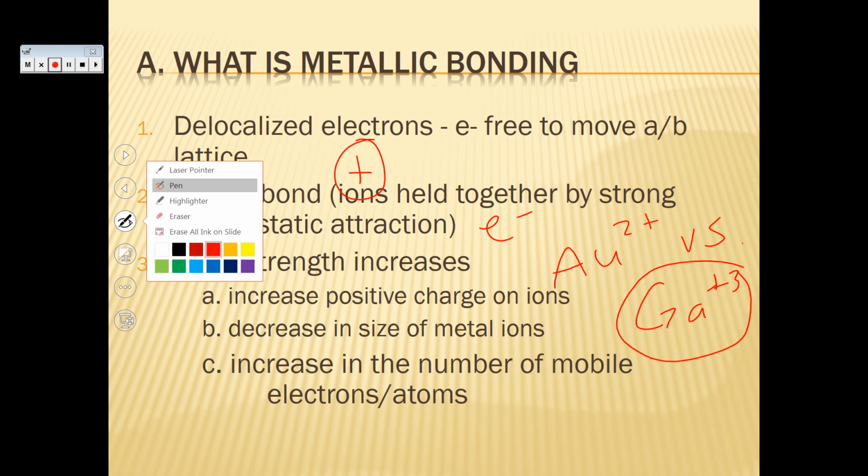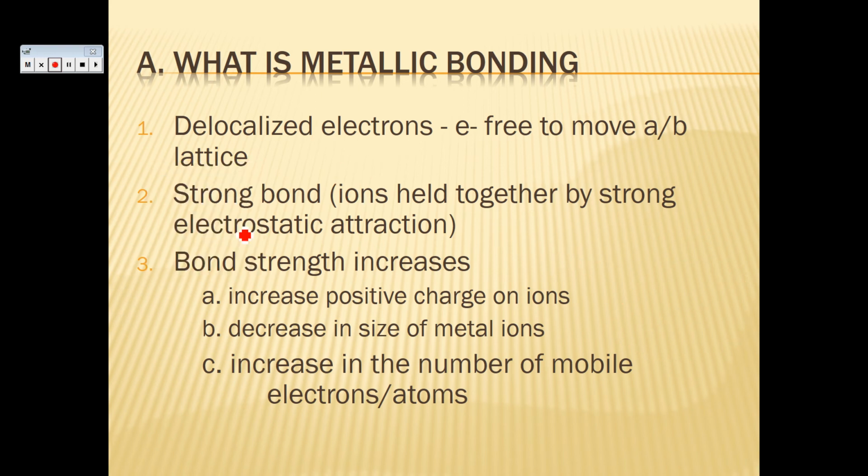A decrease in the size of the metal ions increases the bond strength. The smaller the size of the metal ion, the closer they are packed together, the stronger the bond is between the positive cation and the negative sea of electrons. And as the number of mobile electrons increases, bond strength does too.